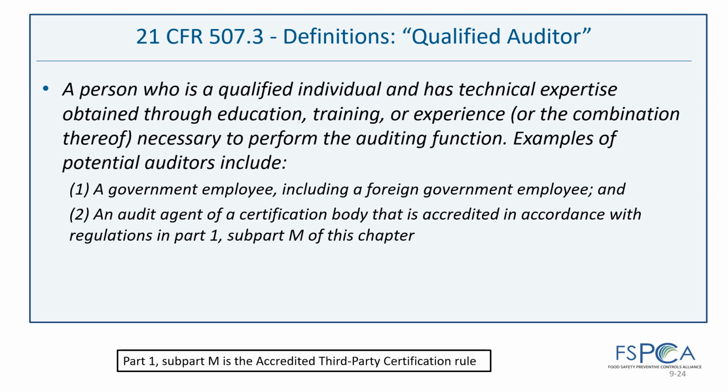Examples of potential auditors could include a government employee, including a foreign government employee, and an audit agent of a certification body that is accredited in accordance with regulations in Part 1, Subpart M of this chapter, which is the actual accredited third-party certification rule. Okay? So ideally, they're going to be fitting into one of those categories, but these are just examples. It doesn't necessarily have to be one of those two options.